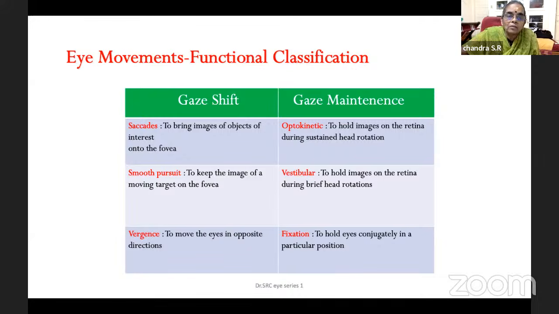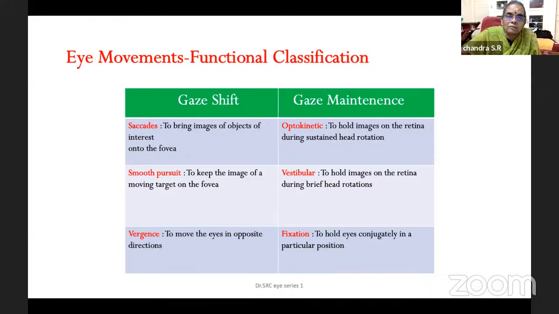What is a smooth pursuit? To keep the image of a slowly moving target. As I told, an unexpected, unanticipated target like an insect, you cannot smoothly follow. There you need a saccade, for a quick gaze shift. For a slow gaze shift, you have a slowly moving object and you are slowly shifting your eye. That is smooth pursuit. And vergence, to move the eyes in the opposite direction. So to focus on an object which is kept close or far away, you have to converge or diverge. So this is the vergence system.